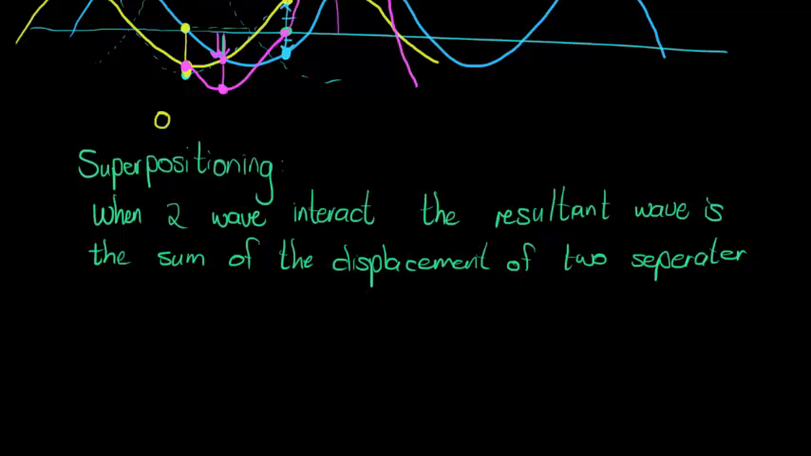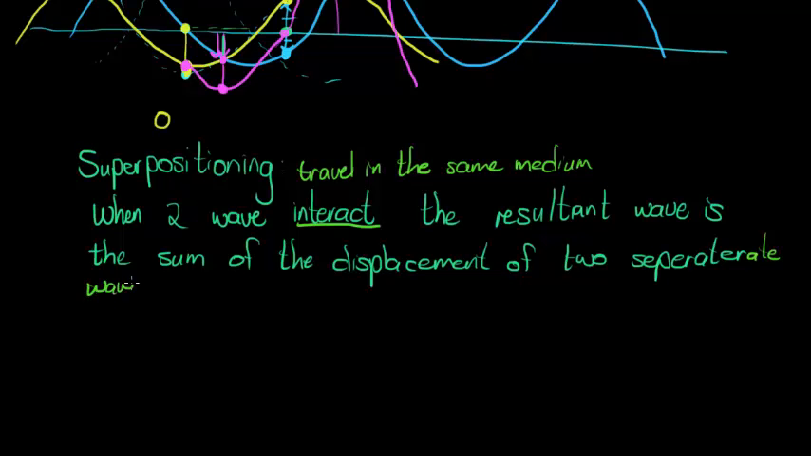Something that I didn't mention here that's actually quite important is that when two waves travel in the same medium, that's when they will interact. If they don't travel in the same medium, they won't interact. So when two waves travel in the same medium, they interact, and the resultant wave is the sum of the displacement of the two separate waves.